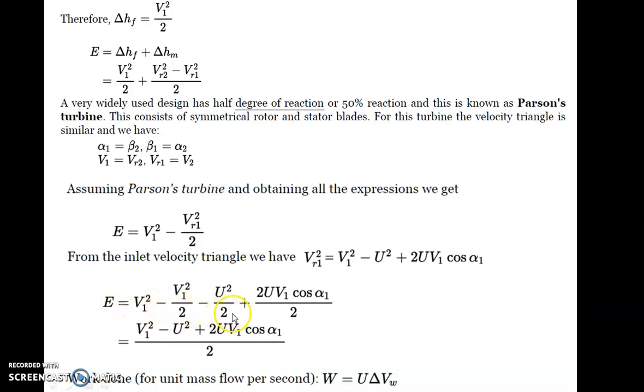Then you put the value of VR1 here, and you will get E as V1 squared minus V1 squared by 2 minus U1 squared by 2 plus 2 times U V1 cos alpha 1 upon 2. If you simplify this again, V1 squared minus V1 squared by 2 becomes V1 squared by 2 again. So the energy will be this term. This is the energy supplied.